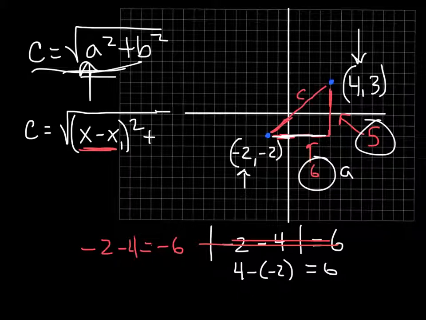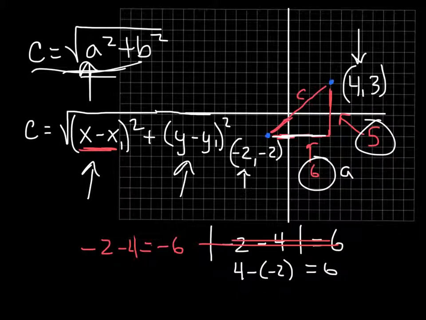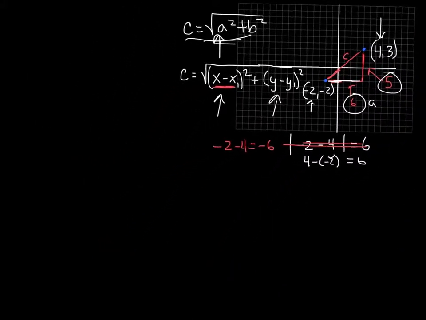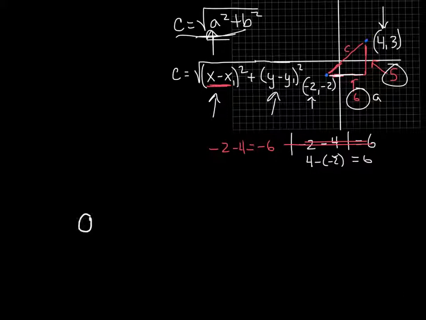And you're hopefully catching on here: the next one is just the difference of the y's. The y value here is 3, and the y value here is -2. If we subtract those, we get 5, or -5, depending on which order you do them. So y minus y1, squared. So the square root of a squared plus b squared, that's really all this distance formula is. All we're doing is making a statement that a is equal to x minus x1, and b is equal to y minus y1.